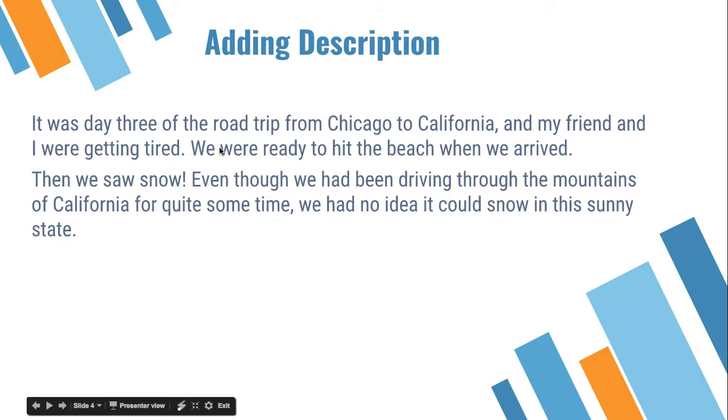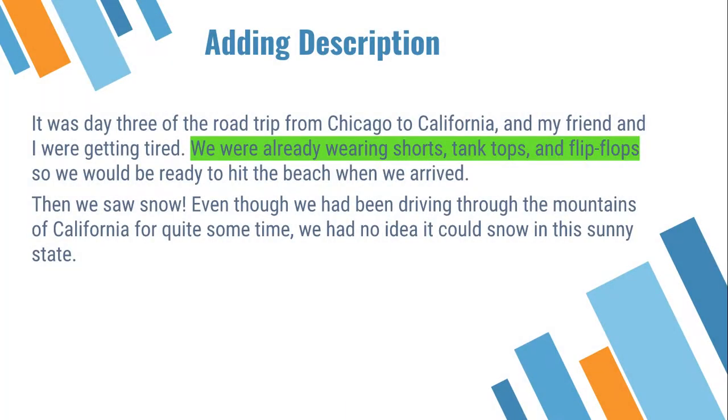So first thing, I noticed I said, we were ready to hit the beach. I don't really know what that looks like. It's really hard for my reader to picture. Am I just getting excited about the beach? What does that actually look like? So I went ahead and added a little bit more description here by saying we were already wearing shorts, tank tops, and flip-flops, so we would be ready to hit the beach. This helps my reader really picture exactly what my friend and I are doing in the car, exactly what we mean when we say we're really ready to go to the beach.